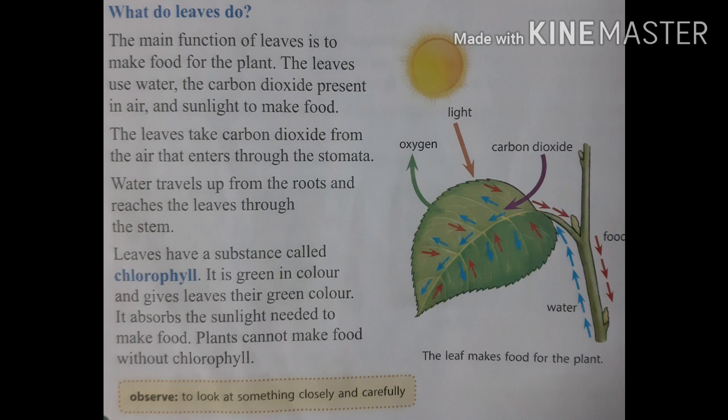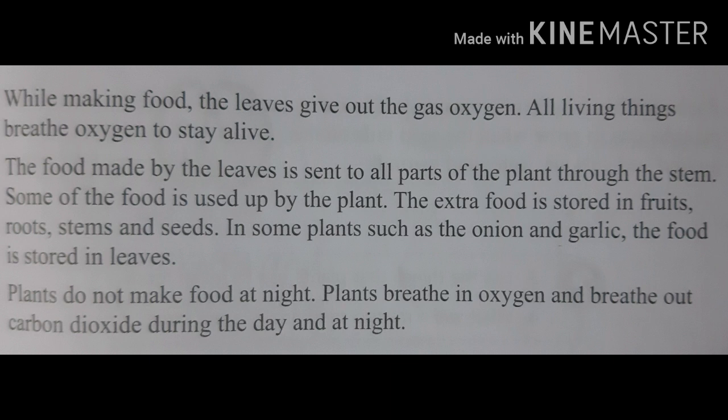Water travels up from the roots and reaches the leaves through the stem. Leaves have a substance called chlorophyll. It is green in color and gives leaves their green color. It absorbs the sunlight needed to make food. Plants cannot make food without chlorophyll. While making food, the leaves give out the gas oxygen. All living things breathe oxygen to stay alive.